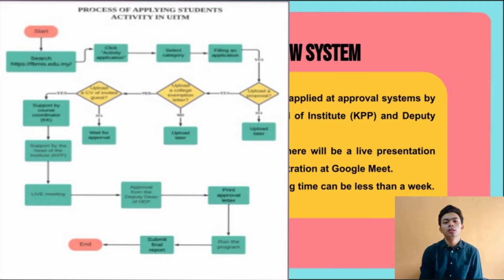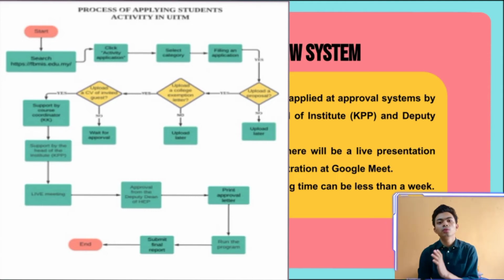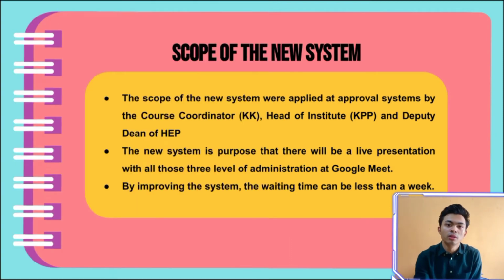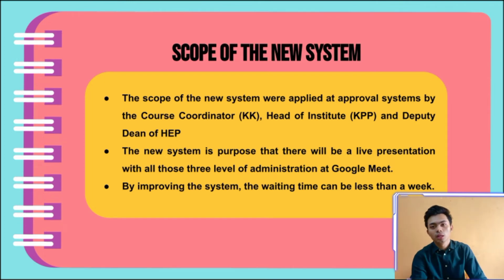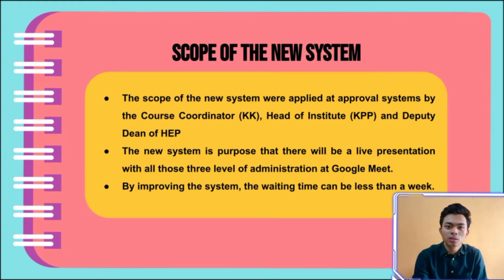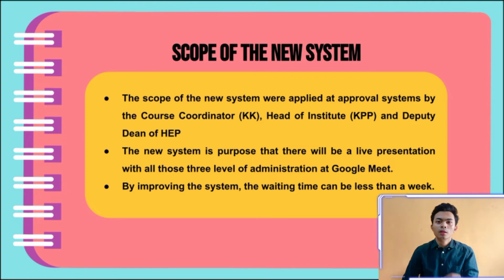After submitting the application, then upload the approval and college exemption letter. Also the CV of the invitation request if there is. These are the steps of the new system that we apply. Before the application is approved, it needs to get supported at the bureaucracy level. Start from the course coordinator, then heads of the institutes, and lastly the deputy dean of HEP.